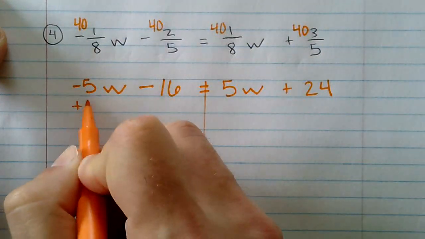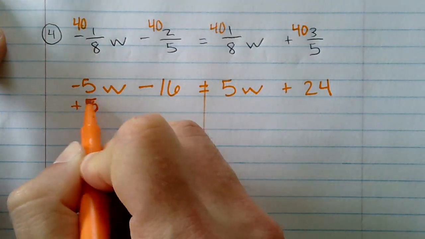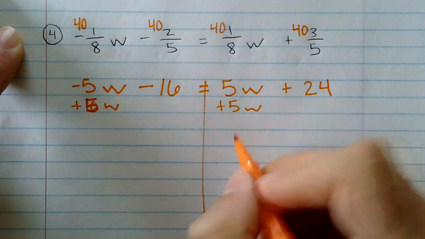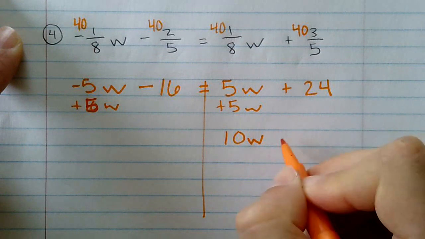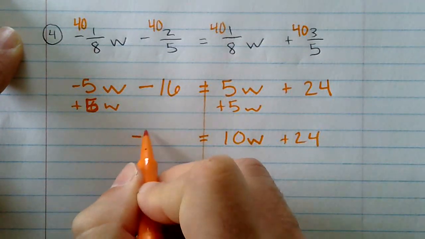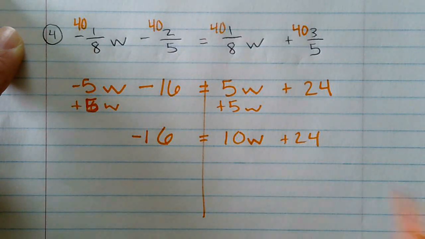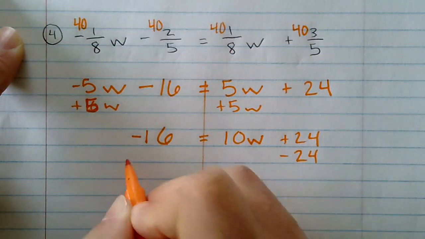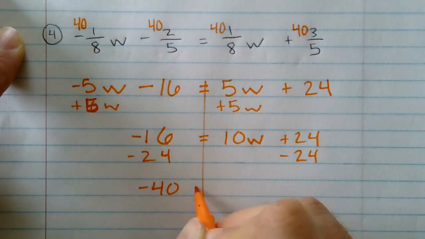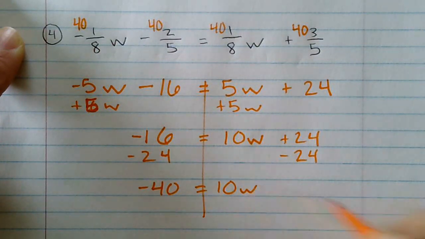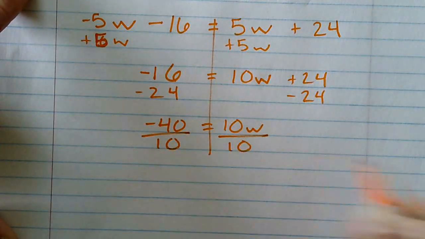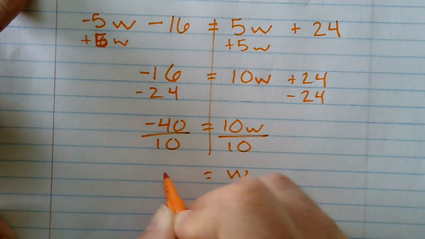I'm going to add my 5w, not 10w. I was one step ahead of myself. That gives me 10w plus 24 equals, make sure you keep that negative on your 16. Subtract 24 gives me negative 40 equals 10w. Divide by 10. W equals negative 4.